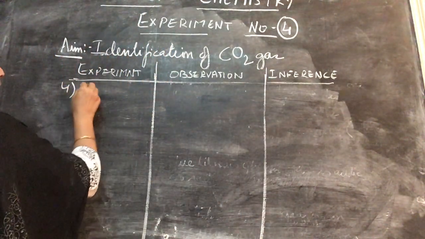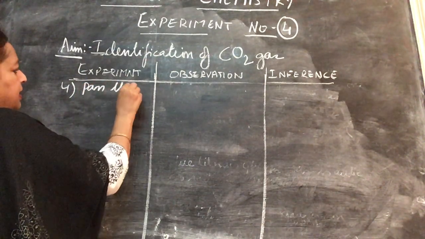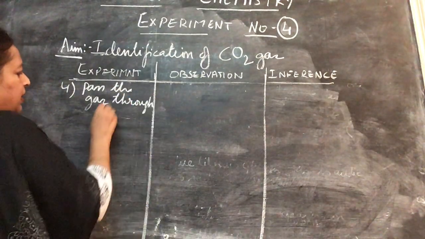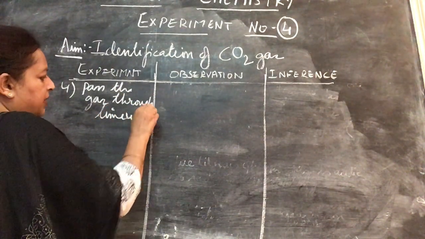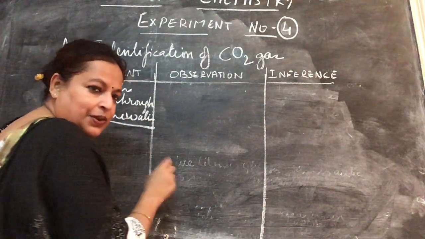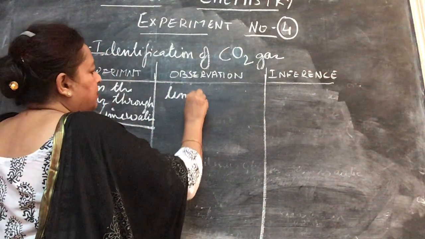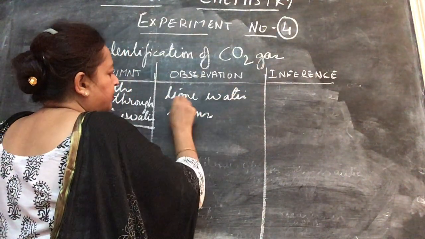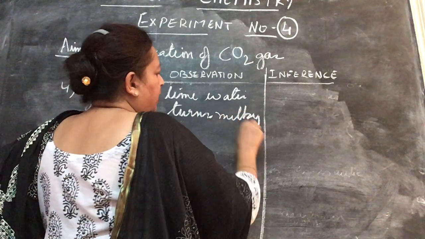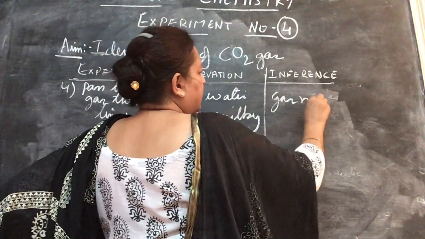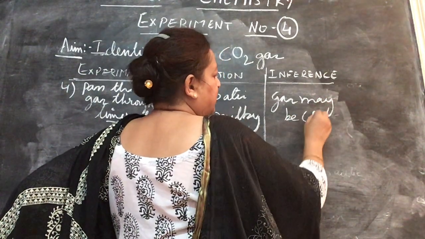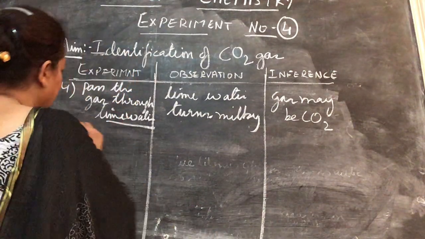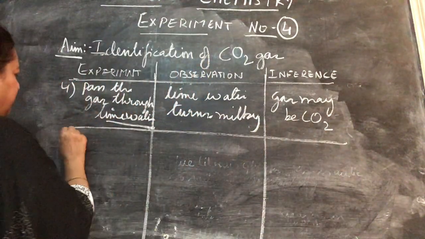Fourth, what we did, children? Pass the gas through what? Through lime water. Pass the gas through lime water. Lime water turns milky. Well, the gas may be, still we are not sure, maybe CO2, because as I said, it is shown by SO2 gas also. Now comes the confirmatory test, number 5.